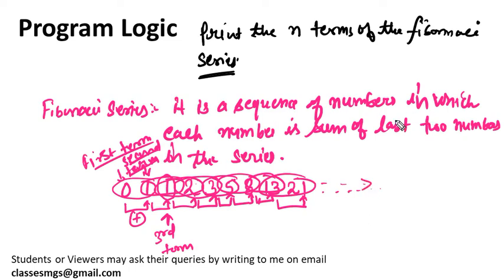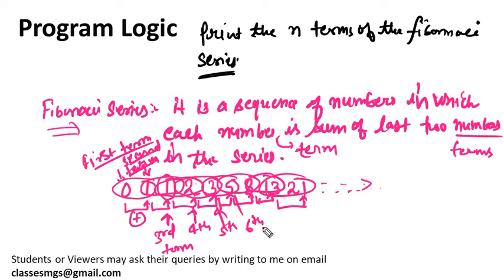It is a sequence of numbers in which each number, or each term, is the sum of the last two terms. This way also you can say it. So this is the sequence. This is going to be the fourth term, this the fifth term, this the sixth term, this the seventh term, this the eighth term, and this the ninth term.